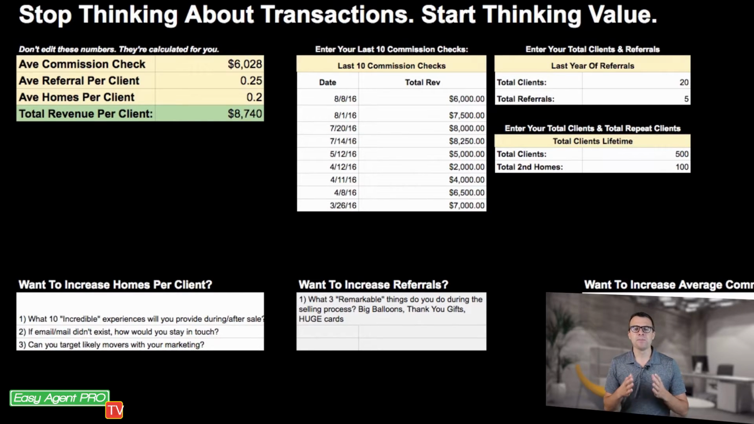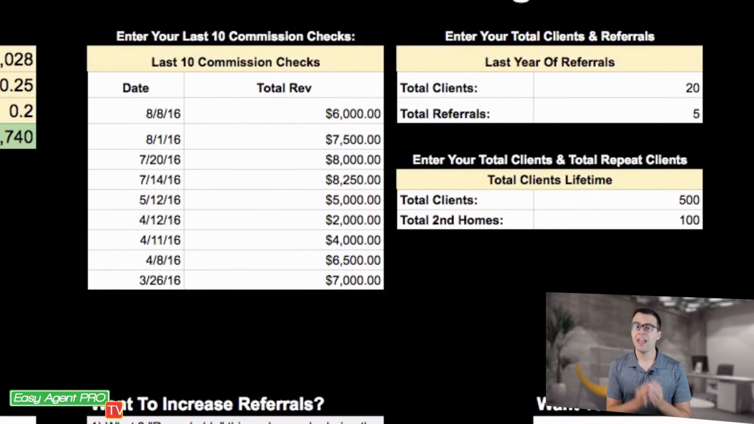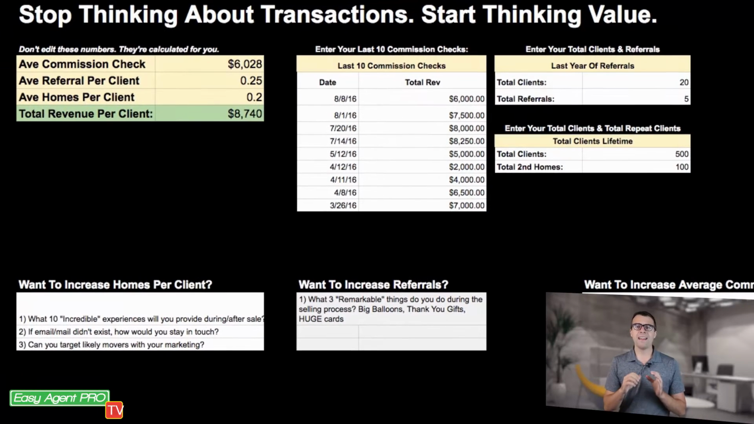But basically, it is a spreadsheet where you fill out your last 10 commission checks, all of your referrals versus all your total clients, and the number of second homes you sell. And that's really specific data, and I'm going to break down why we do that specifically. But what it's going to do for you is run the math.